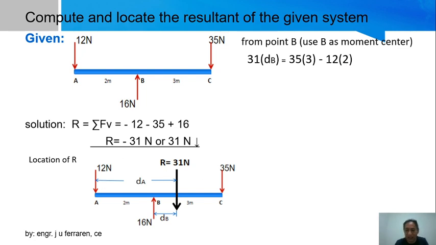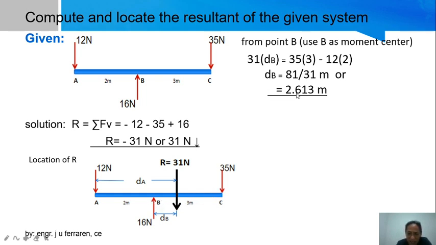Okay? So, solving for dB, you come up with a value of 2.613 meters. The positive result indicates that your assumed direction is correct. This is 3, and that is 2.63, so it can be found somewhere here, a little before this location, because that is 2.63. It's almost 3, but it is really in between B and C.